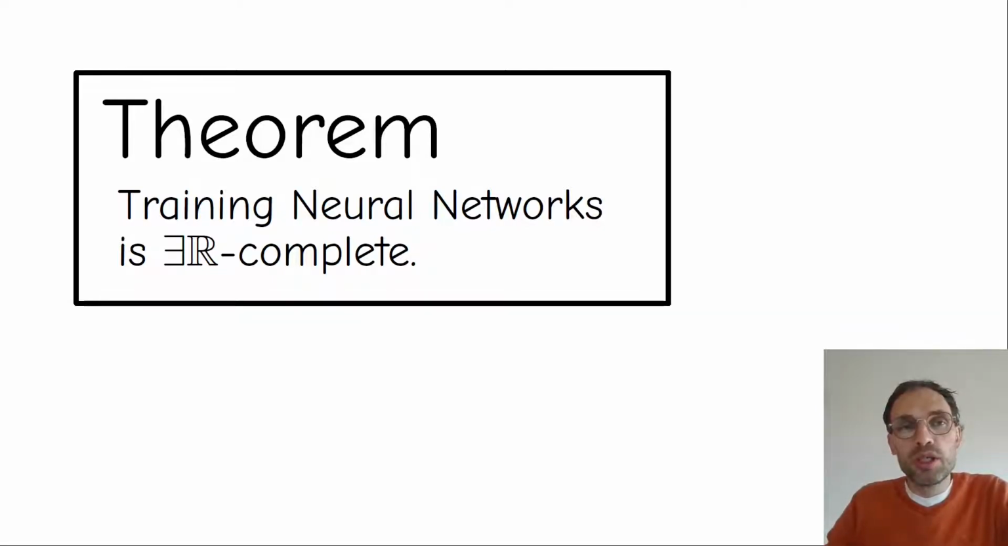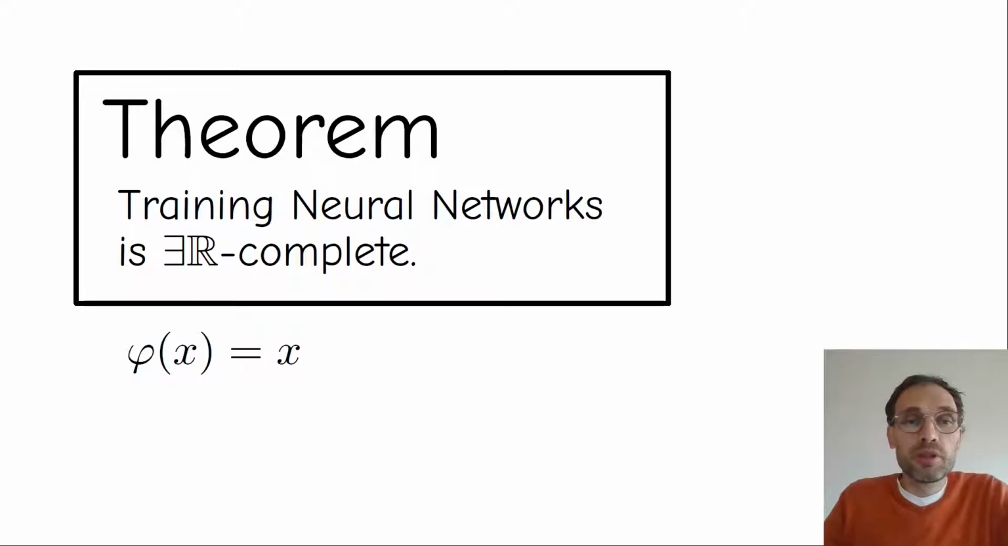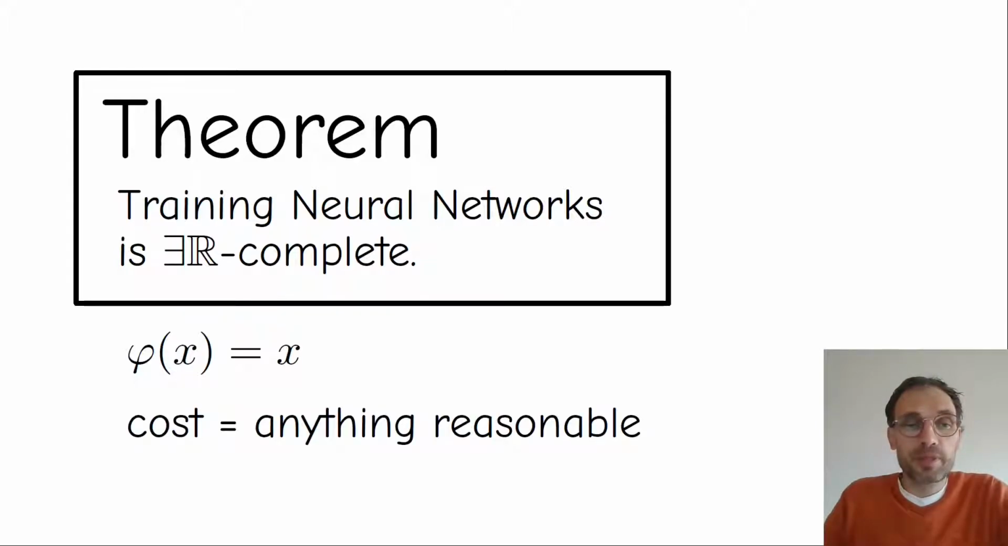Namely, what we do is we determine the worst case complexity of this training neural network problem, and we determine it as ER-complete. And I will explain what ER-complete means in a few slides. So let me note that here the activation function is just the identity. So already with very simple neural networks, or very simple activation functions, we have hardness.